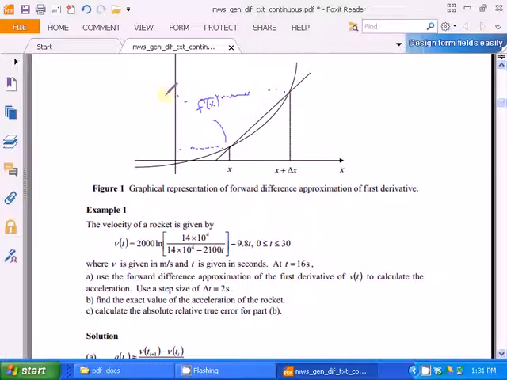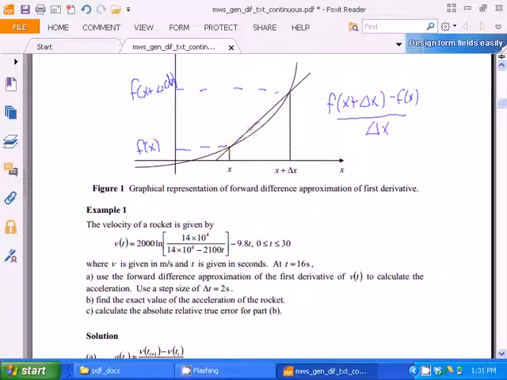All right, let me back up a little bit. Let's just do it this way. All right, the f of x is here. This value is f of x. This value is f of x plus delta x. And you can see, if you think about it, that the formula f of x plus delta x minus f of x over delta x is just the slope of this secant line.